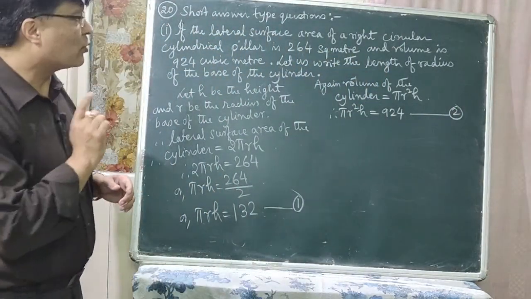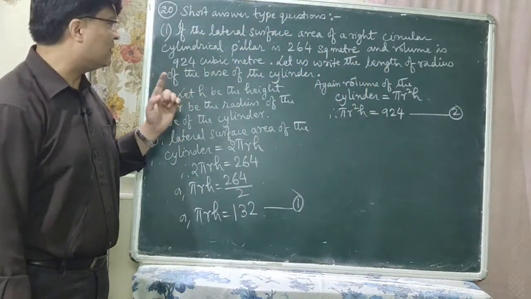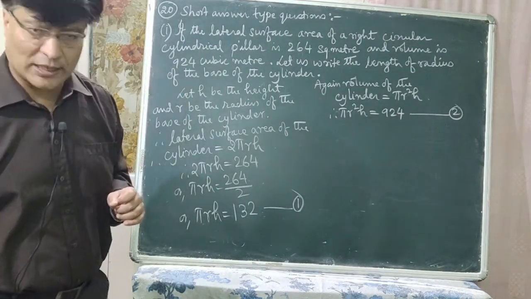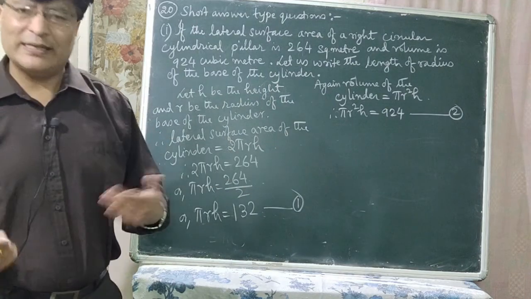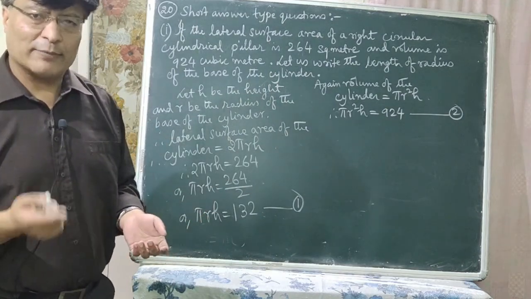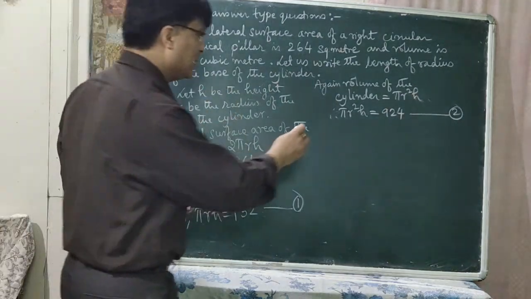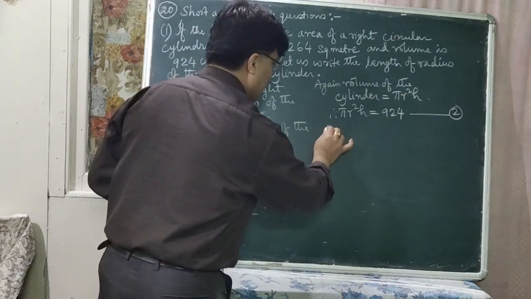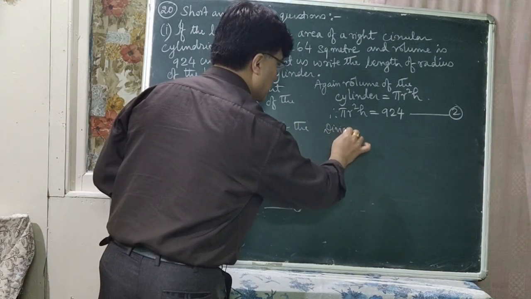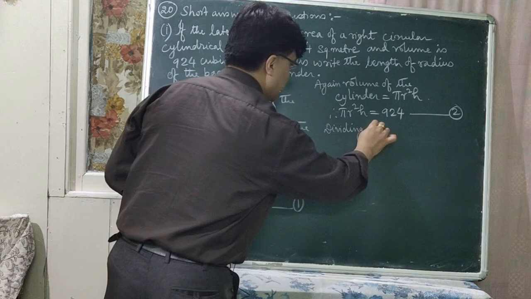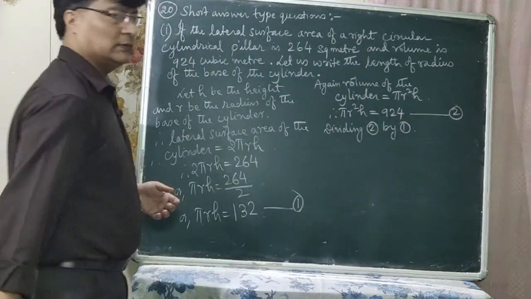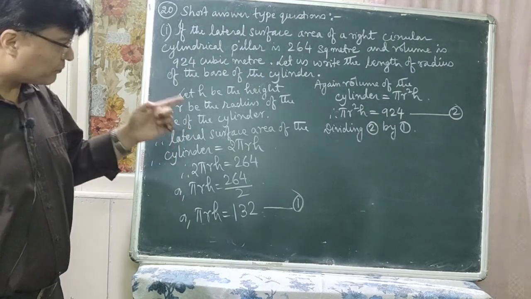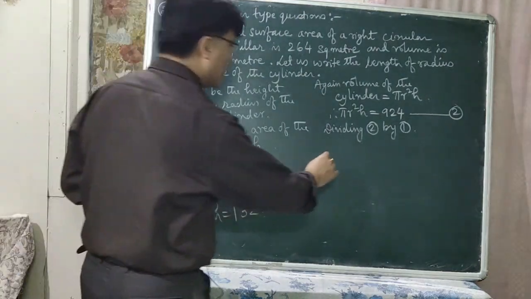So what is asked in the question? You have to find out the length of the radius of the base of the cylinder. So what will you do with this 1 and 2? You can divide them, dividing 1 by 2 or 2 by 1. Let us try dividing 2 by 1. So what do we get dividing 2 by 1?